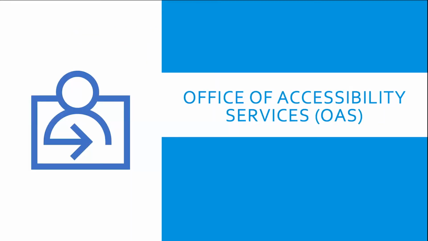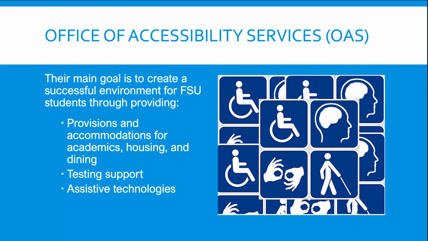A great resource for FSU students with disabilities is the Office of Accessibility Services, also known as OAS. The Office of Accessibility Services is committed to ensuring universal access for each Florida State University student. Their main goal is to create environments of success for FSU students through providing provisions and accommodations for academics, housing and dining, providing testing support, and providing assistive technologies.